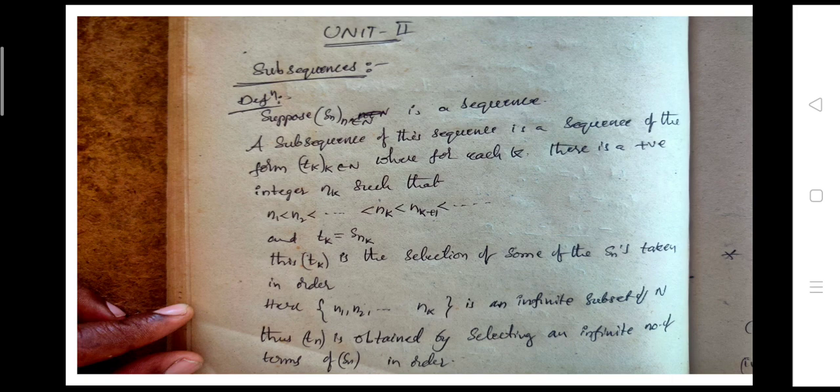This Tk is the selection of some of the Sn's taken in order. Here n1, n2, and so on, nk is an infinite subset of N. Thus Tn is obtained by selecting an infinite number of terms of Sn in order. So continue to the next slide.